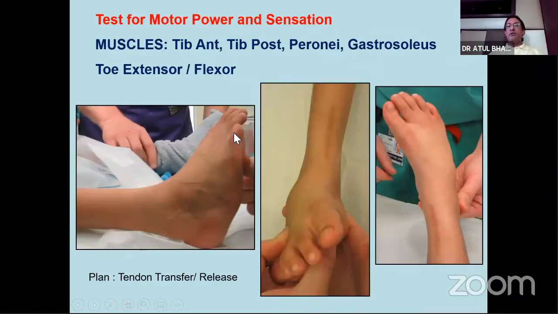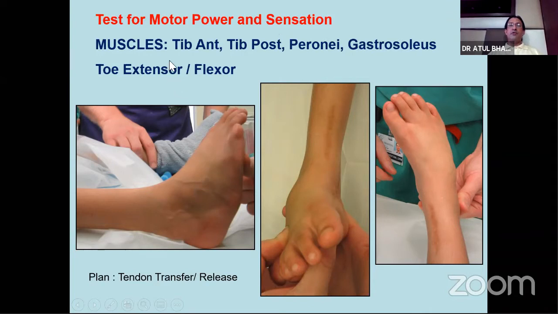No examination should be complete without doing a power assessment and a sensory assessment. So you must examine the tibialis anterior, the tibialis posterior on the medial side, the peroneus longus and the brevis on the lateral side, and the gastrocsoleus on the hindfoot. And then you come to the toe extensors and the flexors. Sensations are again important mainly for the neuromuscular foot. So you must perform these tests.